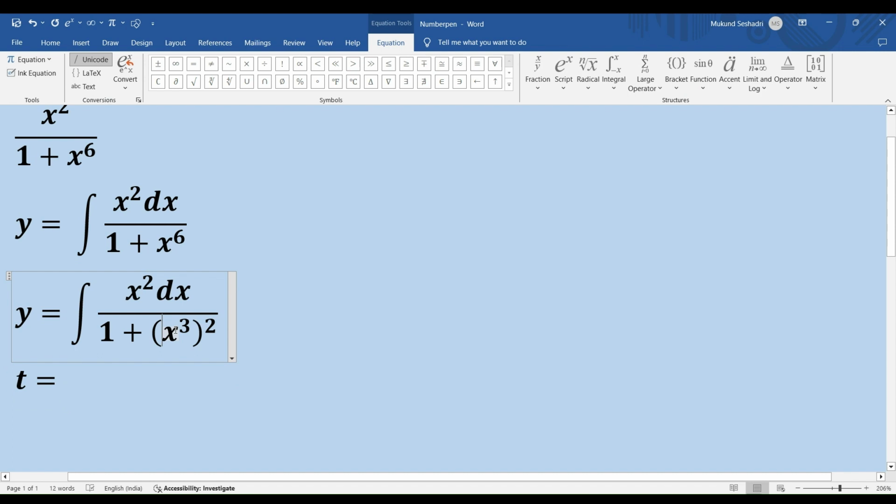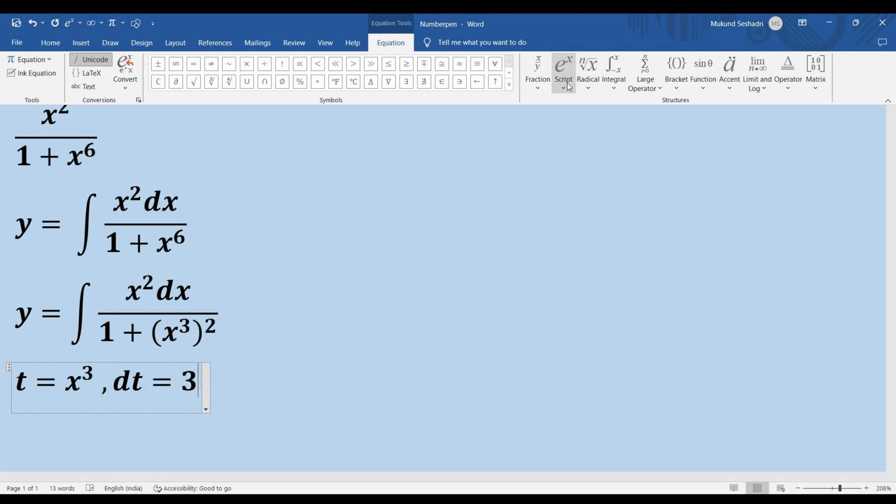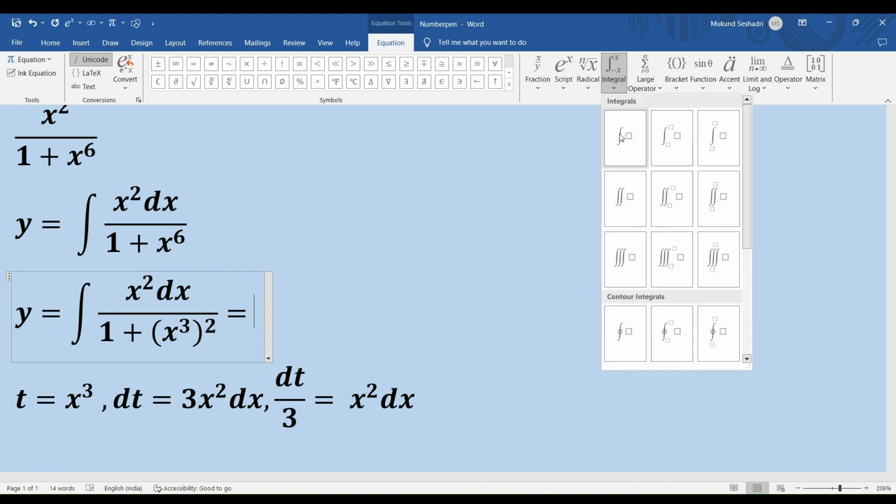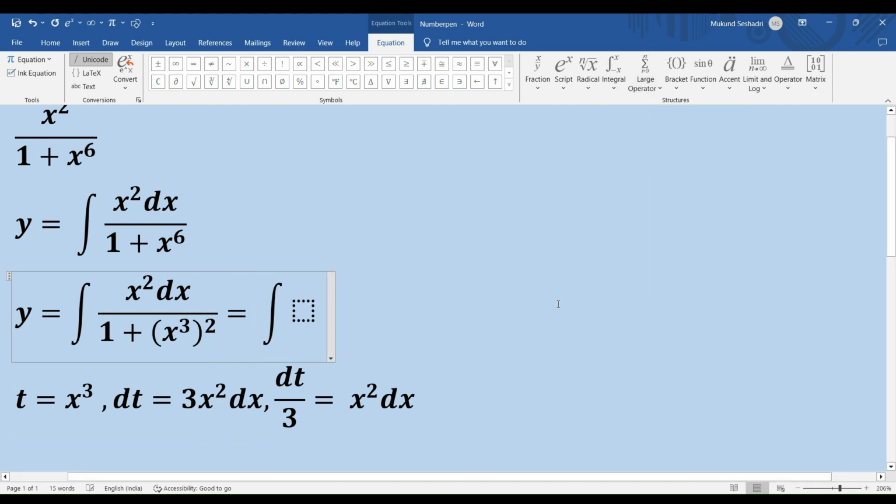My t equals x cube, right? My dt equals 3x square dx, okay? Which means my x square dx is nothing but equal to dt by 3, right? Now with this substitution, you see that I am in a position to simplify my y, right? So let me write my y here.